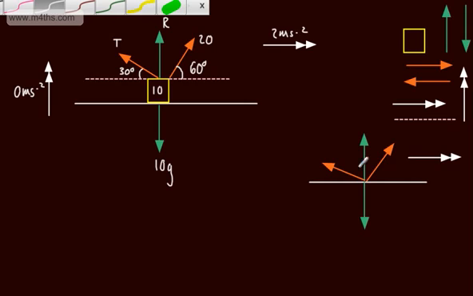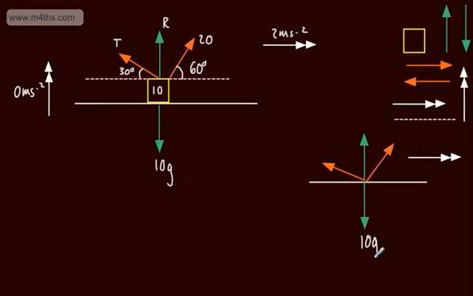So if we just look at it, this is going to be 10G. So 10G, we've got 20, we've got T, we've got an angle, and you might often see this as the angle of 60 and this of 30. Just to make you aware of that, 30, we've got 60, and then we've got this normal reaction force. Normal reaction force perpendicular, and then we've got 2 meters per second squared.